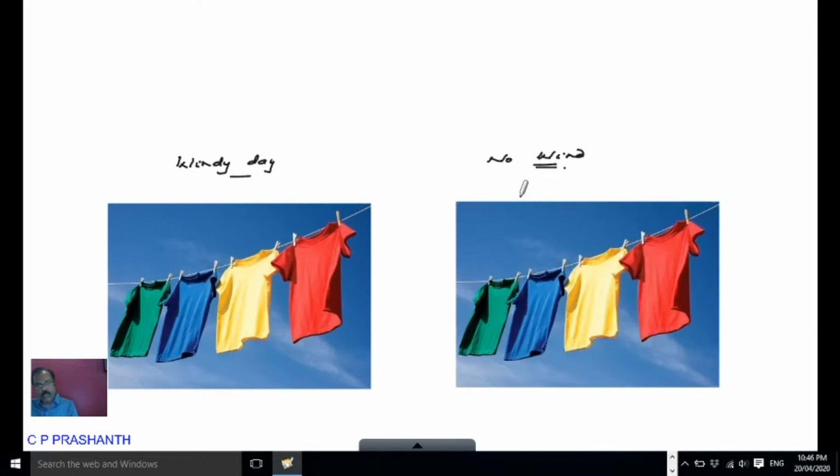Next case is we are spreading out clothes on a windy day, and in the next case it is spread out when there is no wind. So out of these two cases, in which case will the evaporation be faster? You know the answer. When there is more wind, evaporation is faster. So evaporation here is faster.